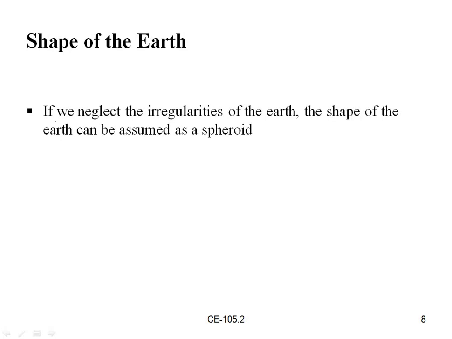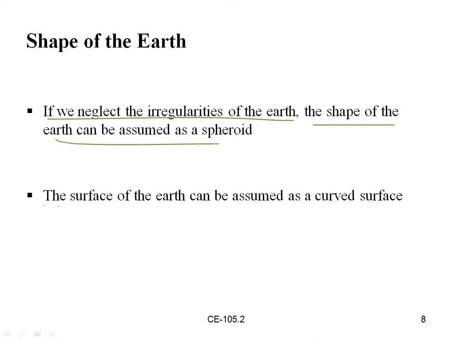If we neglect the irregularities of the earth, the shape of the earth can be assumed as a spheroid. The surface of the earth can be assumed as a curved surface, because the surface will be somewhat flat or undulating or curved. There are different variations in the surface. That's why the surface of the earth can be assumed as a curved surface.